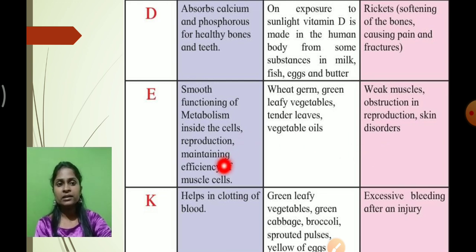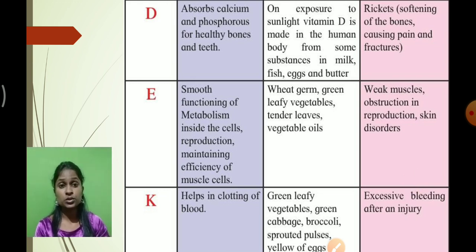And where does vitamin K help us? It helps in blood clotting. Blood clotting is very important, so vitamin K helps us. From where do we get vitamin K? We get it from leafy vegetables, green cabbage, broccoli, sprouted pulses, etc. What will happen if vitamin K is low? We suffer from excessive bleeding after injury, etc.